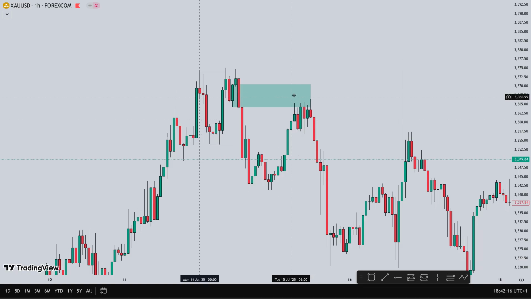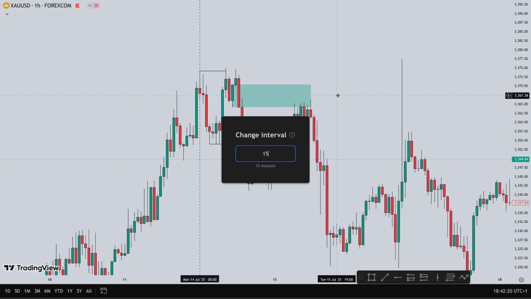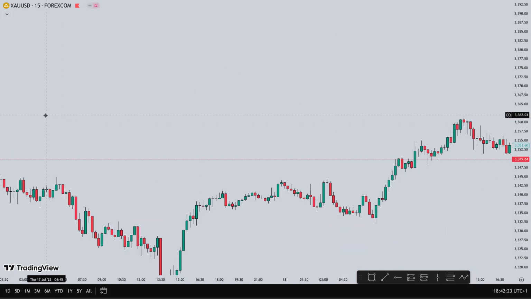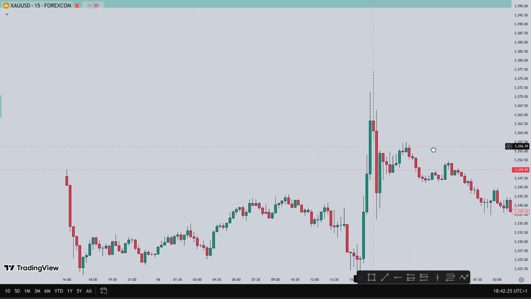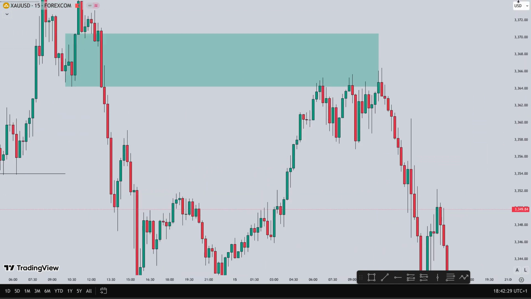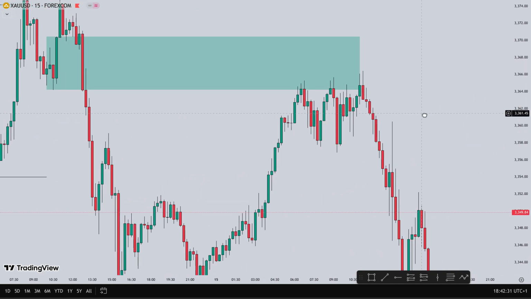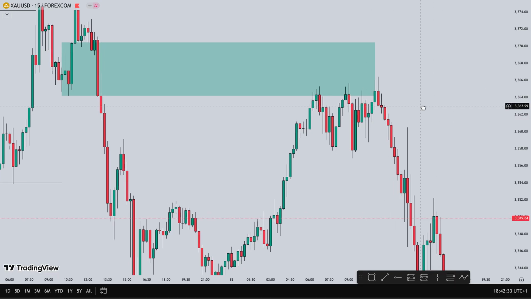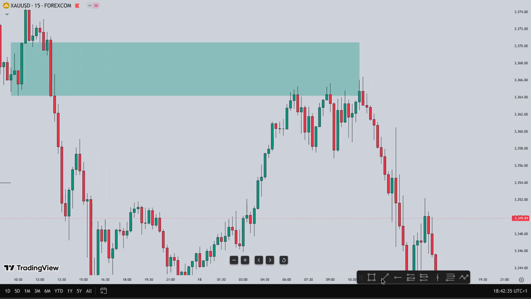Now, price tapped into my point of interest here. I will go to the 15 minutes time frame to look for something incredible that will give me a good RR. Okay, this is nice. This is dope. As you can see here, price, this is the first touch, dip back, another touch, dip back. So I don't really think I have any entry here.